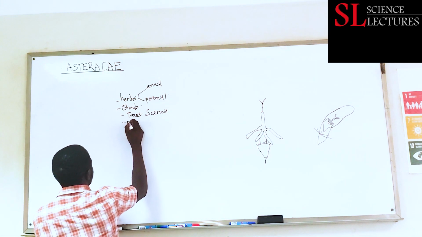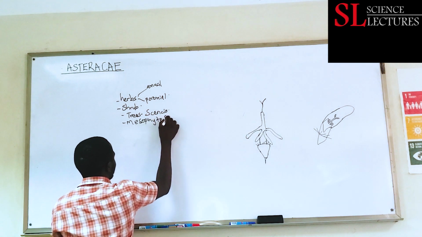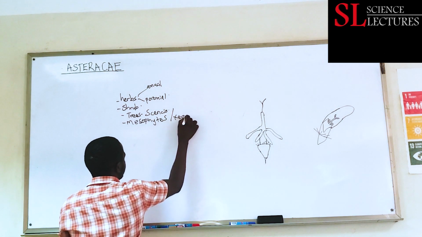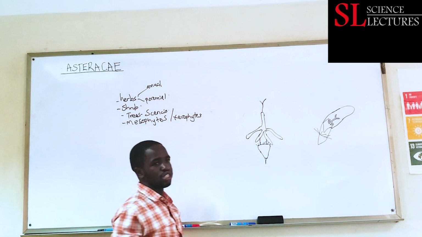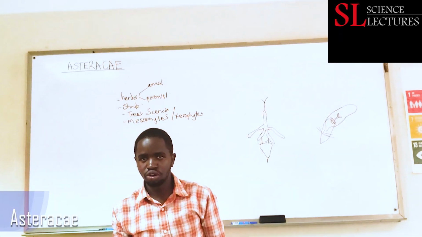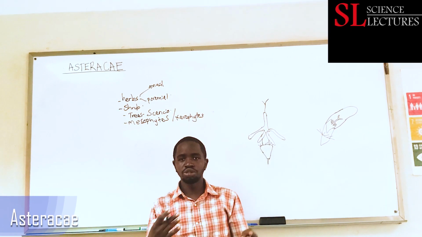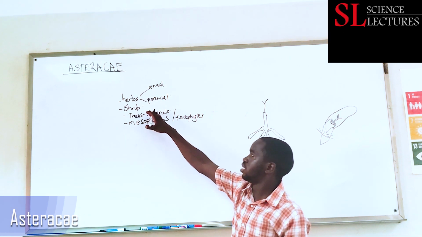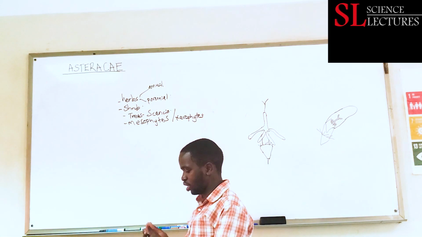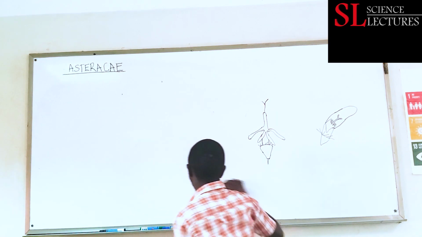However, some are mesophytes and others are xerophytes. Mesophytes grow in areas with moderate water content. Xerophytes are plants that grow within areas that have less water content. The best example here are the members of Senecio. Up there on the mountain, the water content tends to be low. So that is it for the habit.